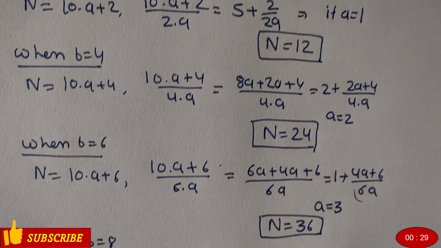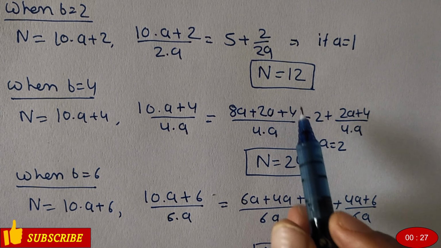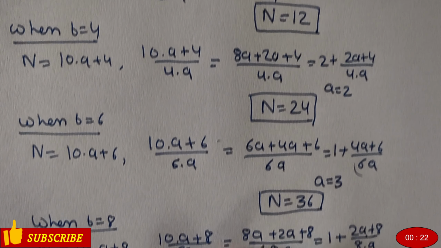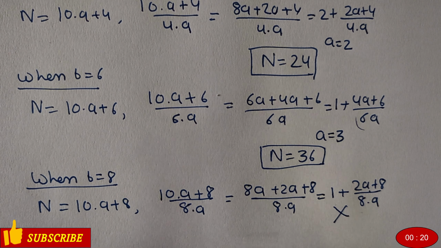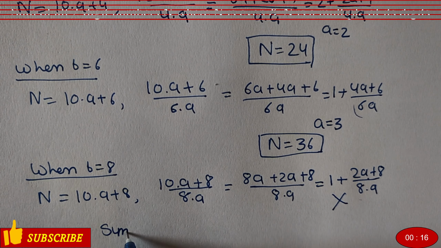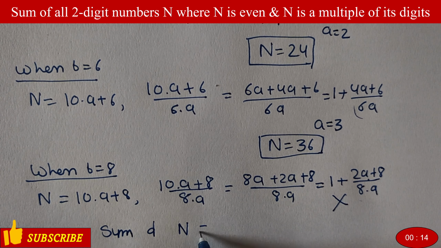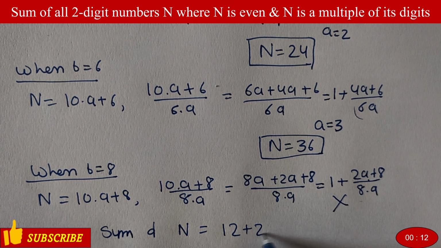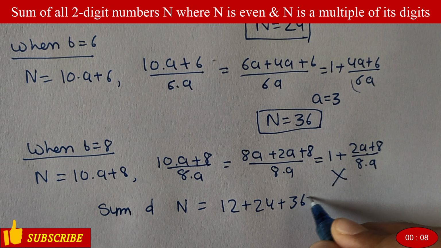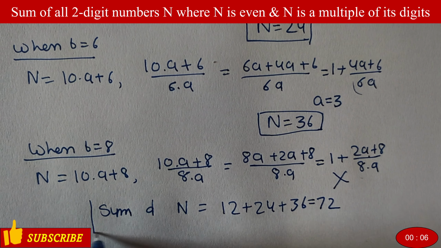So we have three cases. When B equals 2, n equals 12. B equals 4, n equals 24. When B equals 6, then n equals 36. So the sum of all two digit numbers n will be 12 plus 24 plus 36, which equals 72.